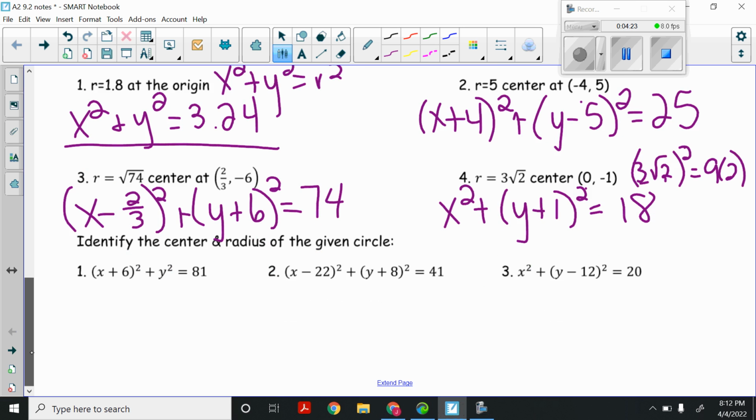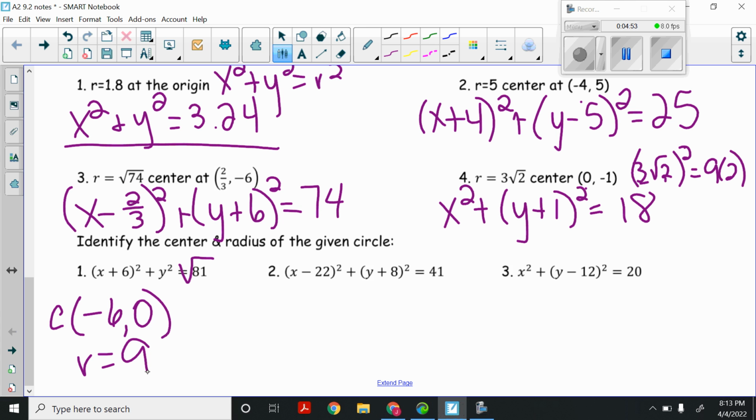Now we're going to go the opposite direction. They're going to give me the equation, and we're going to find the center and the radius. So number 1, I have (x plus 6) squared plus y squared equals 81. My center, the opposite of positive 6 is -6. Comma, I don't have parentheses, so that's the number 0. So my center is at (-6, 0). I take the square root of this number to get my radius, so my radius is 9.